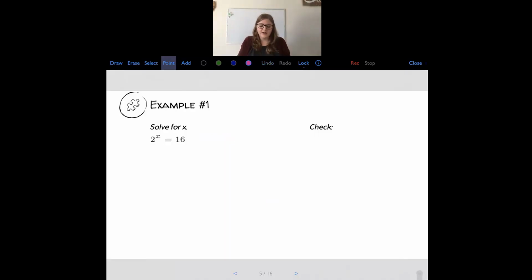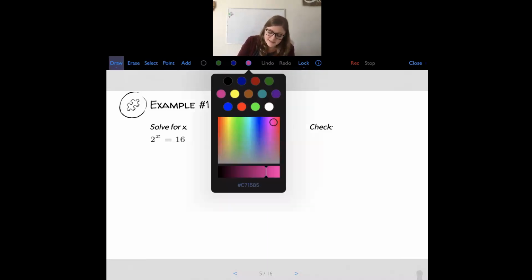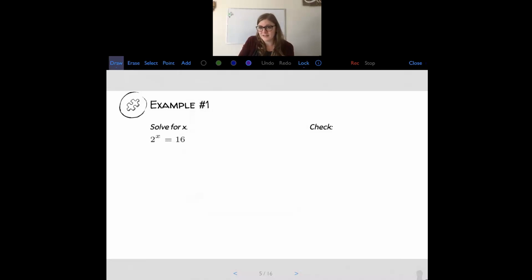Example 1, solve for x. We have 2 to the x is equal to 16. Using the base exponent property, or another way of saying, let's make sure that they have the same bases. 2 to the x stays as 2 to the x. 16 is 2 to the fourth. Now since the bases are the same, the exponents are equal. This means that x is equal to 4.